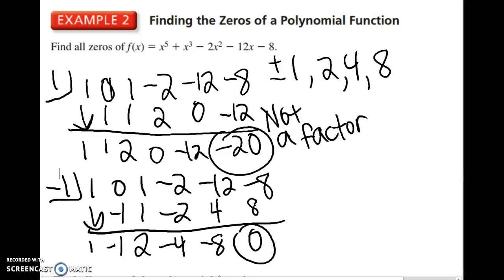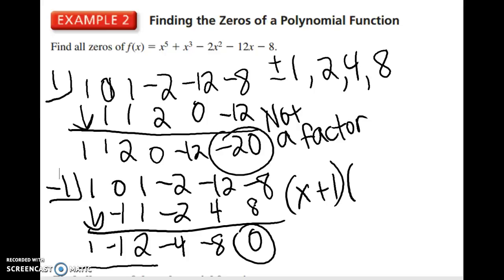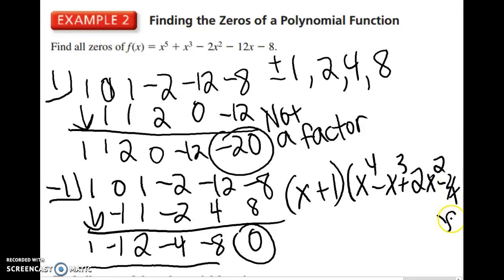And now we can see that negative 1 is a factor, so x plus 1 is a factor of f of x. And left over, we have, coming from this right here, x to the 4th minus x to the 3rd plus 2x squared minus 4x minus 8. From here, we need to try to factor the x to the 4th polynomial.